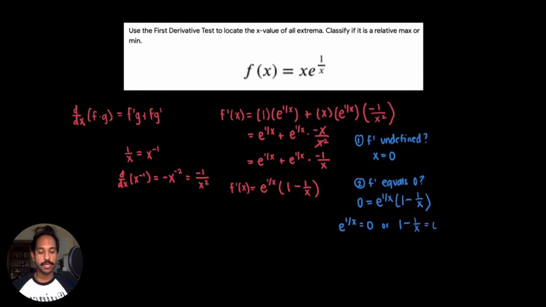This first one, there's no possible way that this will ever equal 0. It'll get really close to 0 with really big numbers for x, but it's still not going to be 0. So we're going to disregard it. But this other one, I'm going to add 1 over x to both sides. 1 equals 1 over x. And I know 1 divided by what equals 1? 1. So x equals 1. Alright, so these are our two critical points.